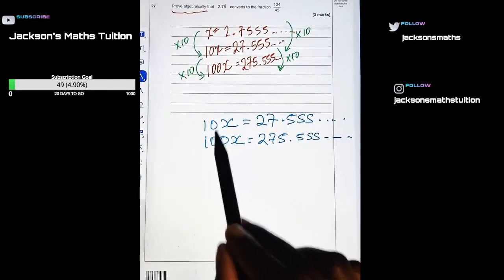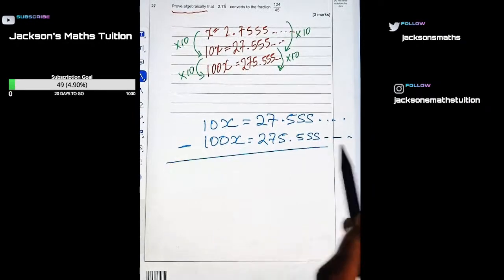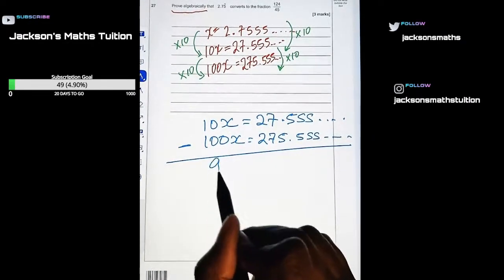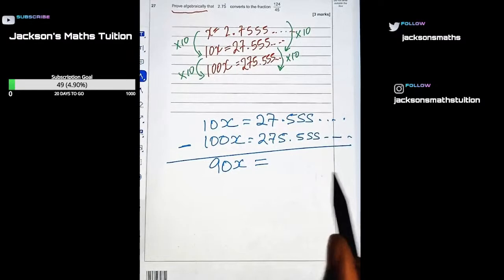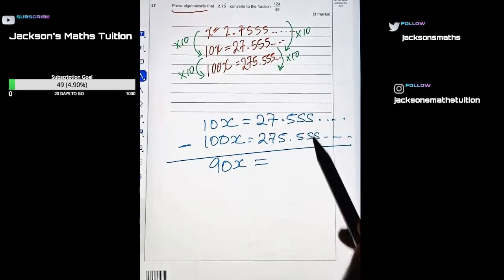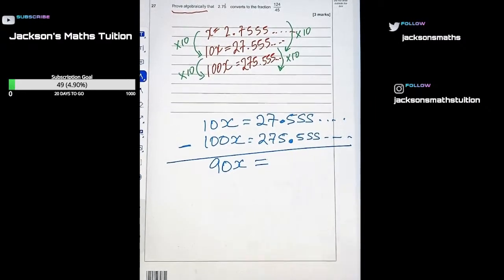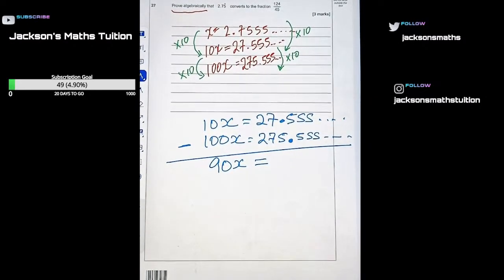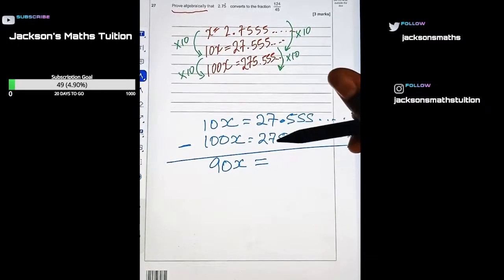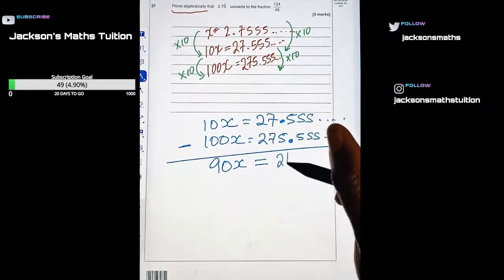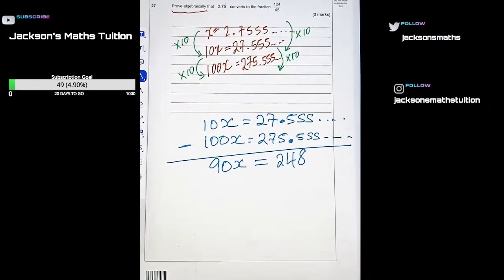So if we take away the top from the bottom, we have 90x. And the 0.55s are going to disappear. They're going to cancel out because they're the same. There are no more decimal digits. So we're going to do 27 from 275. If you do 27 from 275, you're left with 248. So 90x is equal to 248.